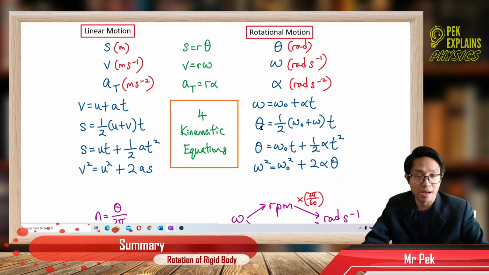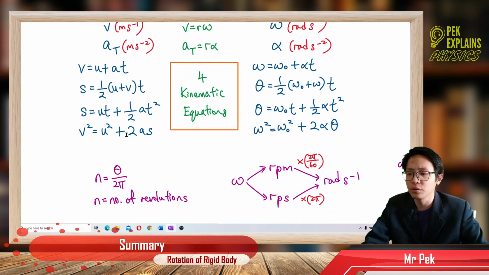And then s is theta. So that's why it becomes theta equal to half omega naught plus omega t. s equal to ut plus half at square becomes theta equal to omega naught t plus half alpha t square, where u becomes omega naught and a becomes alpha. And then v square equal to u square plus 2as becomes omega square equal to omega naught square plus 2 alpha theta. See? They are similar.